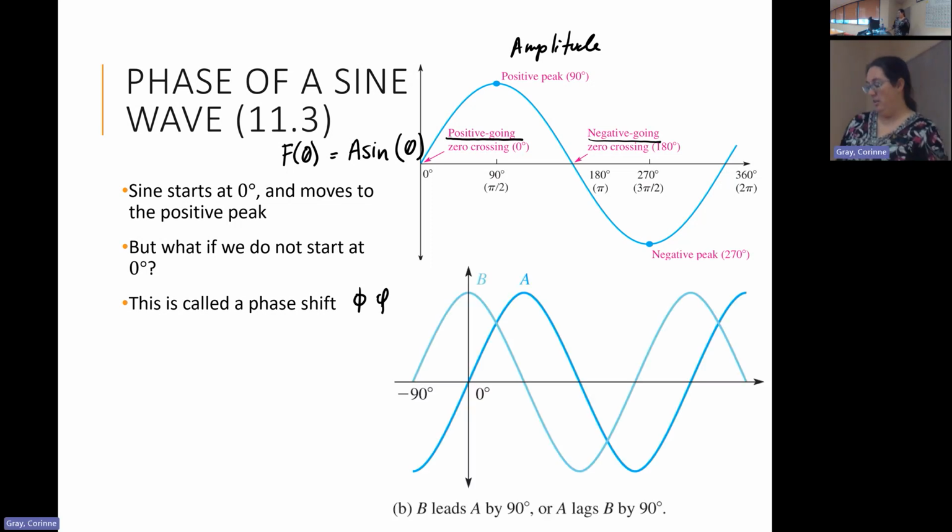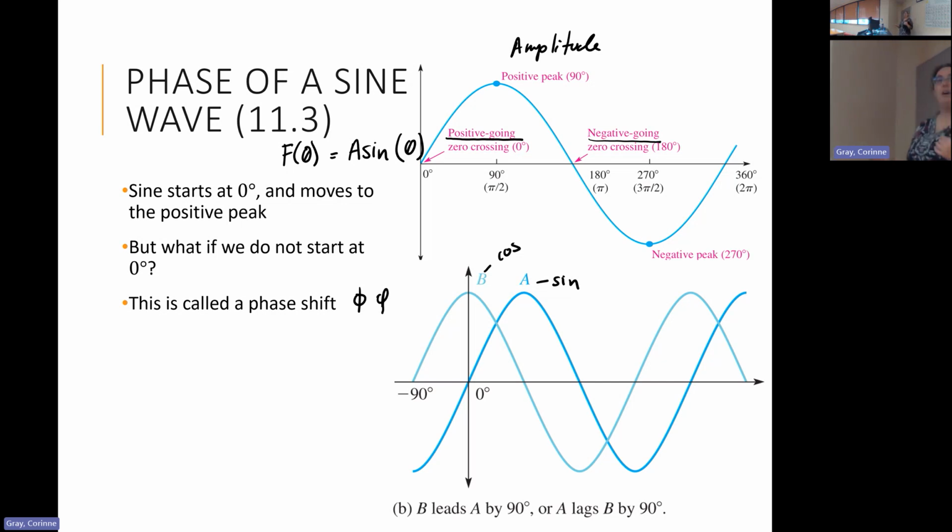So here we have two waves. We have B and A. So what is A here? If we just wanted to look at the A without worrying about the stuff at the bottom, times. And what is B? Cosine. So they are off by 90 degrees from each other.